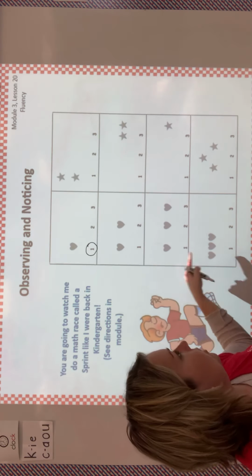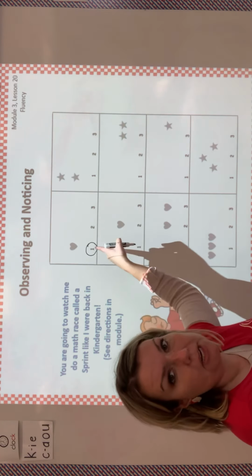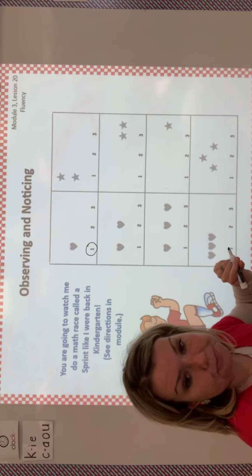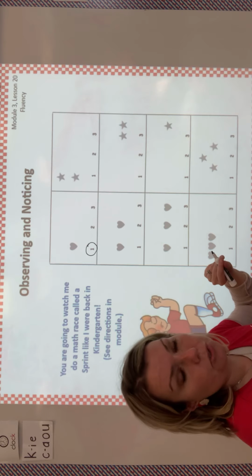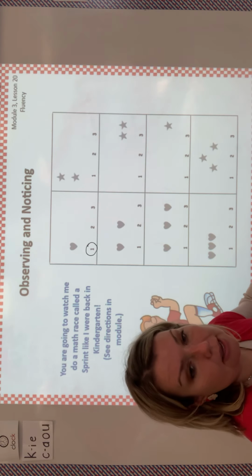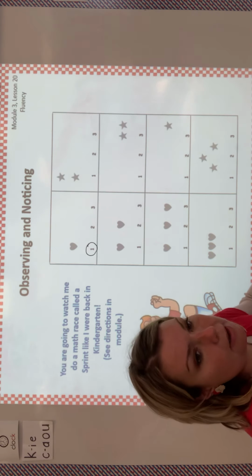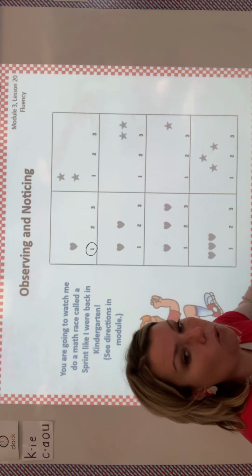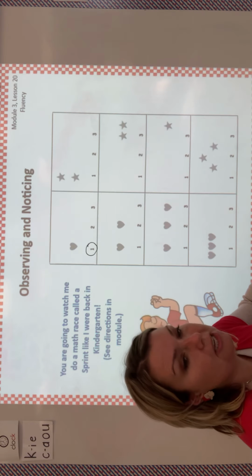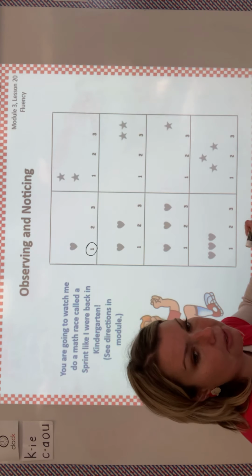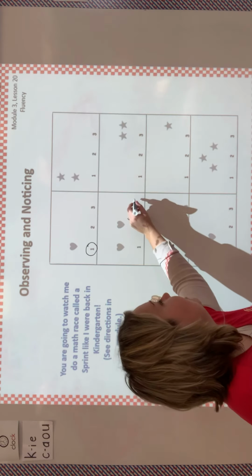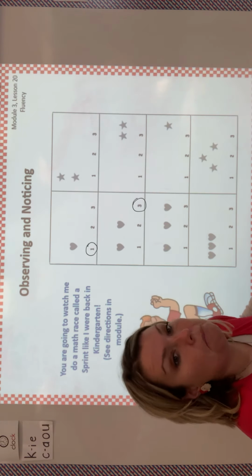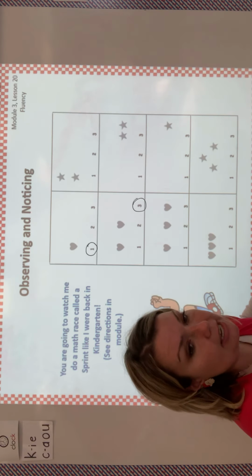Now I can go down or I can go across. I'm going to go down. I think it's easier. How many hearts do we see here? 2. All right, I'm going to trick you this time. What is 1 more than 2? What is 1 more than 2? Show me on your fingers and I'll circle that number. All right, I thought I was going to trick you guys. 3. 1 more than 2 is 3.